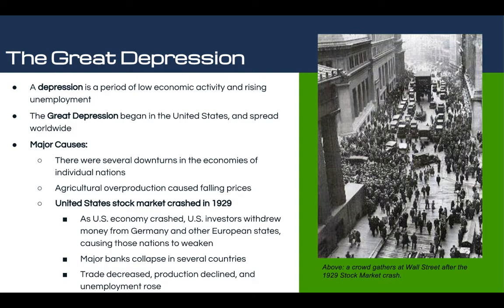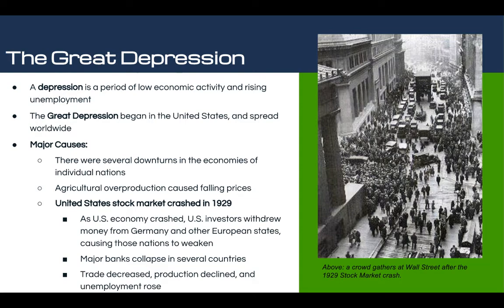And when this happens, that can cause an even greater struggle, as now the farmers don't have enough money to buy the things they need, and it becomes a chain reaction. But the big monumental event that causes this Great Depression is the crash of the United States stock market in 1929. So the United States had kind of believed in this stock market and that it was going to keep going up and up and up and up.